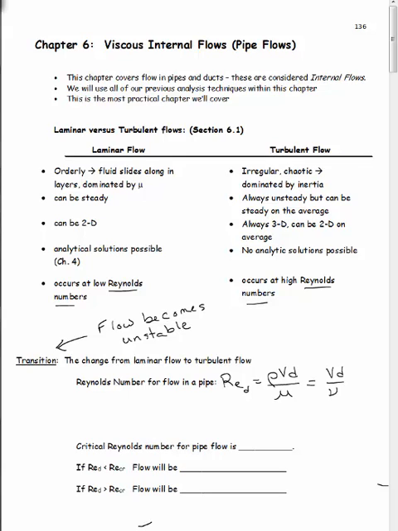Our V again is the average velocity, because remember velocity is going to be changing as you go across the pipe. It's zero at the walls because of the no slip condition, and maximum in the middle. D is the diameter of the pipe, and nu equals mu over rho, and that's your kinematic viscosity.